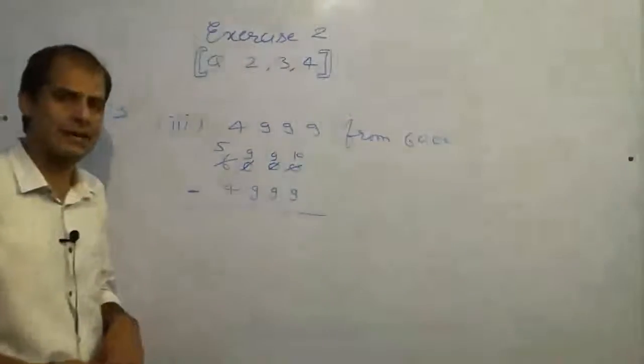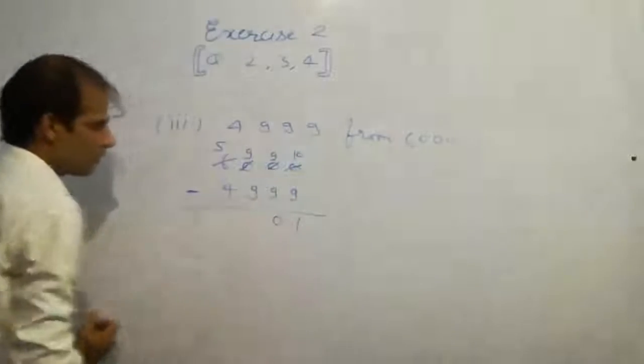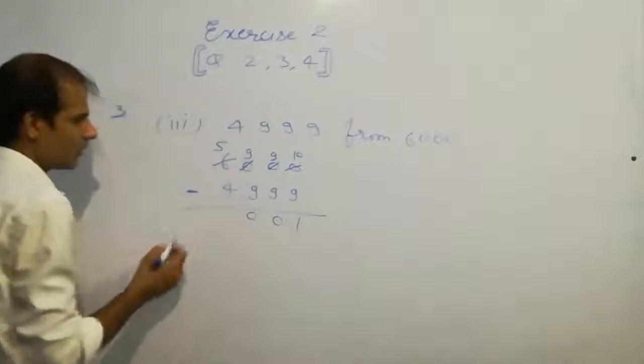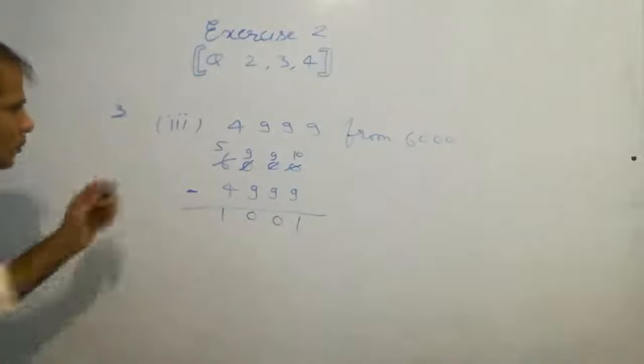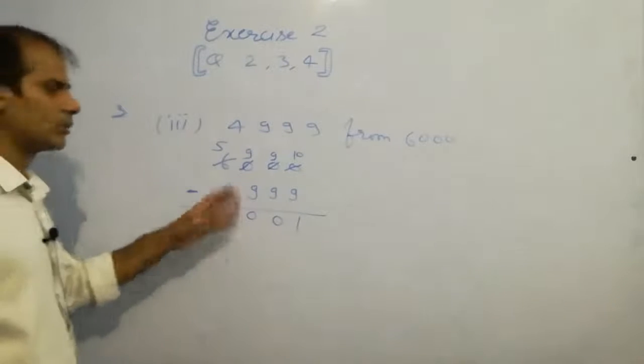Now 10 minus 9, 1. 9 minus 9, 0. This becomes 0, and 5 minus 4, 1. So check it again. Okay, this answer is 1001.